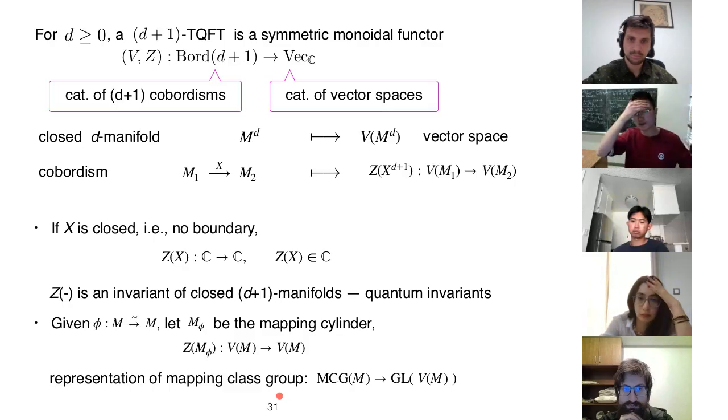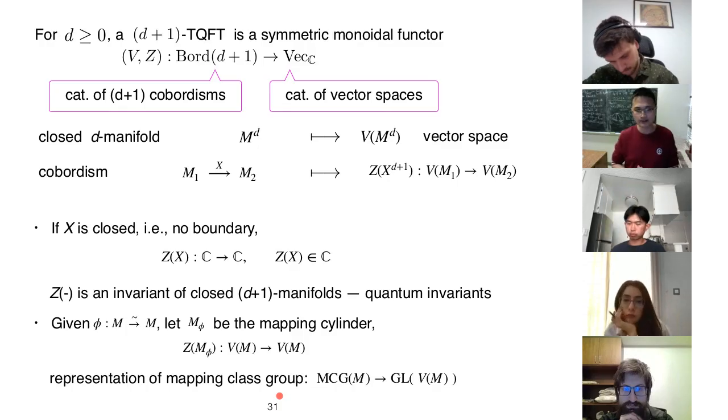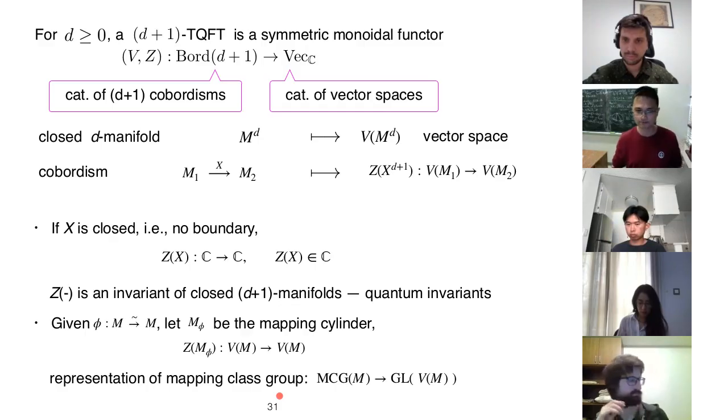Also, if you're given a diffeomorphism phi on the closed d-manifold M, and we denote by M_phi the mapping cylinder associated to the diffeomorphism phi, then the linear operator associated to the mapping cylinder is an operator on the state space of M. In fact, this defines a representation of the mapping class group of the manifold M. So the quantum invariants and representations of mapping class groups are the product of the results from a TQFT.